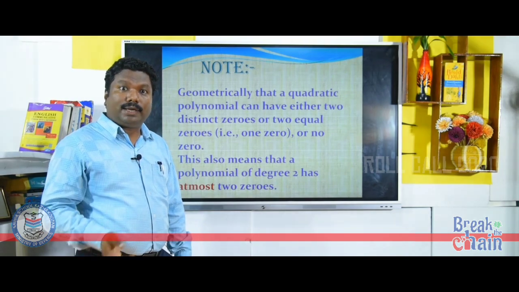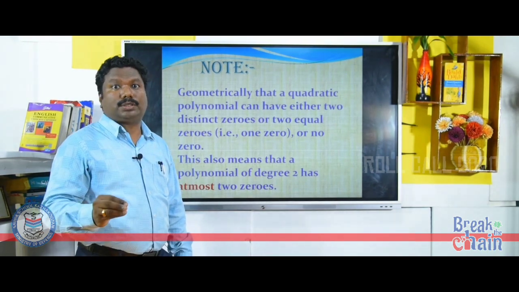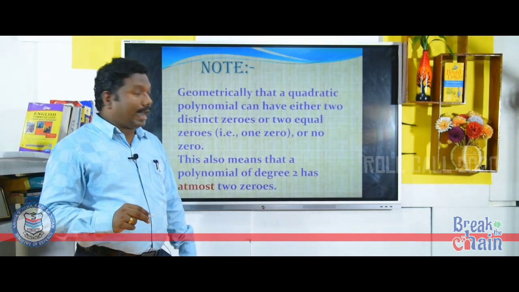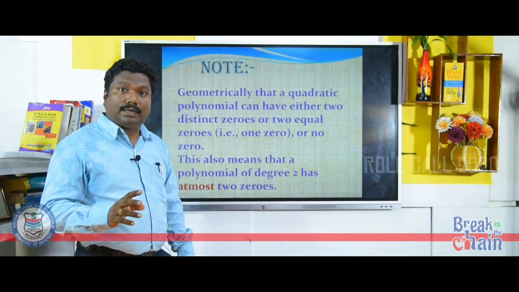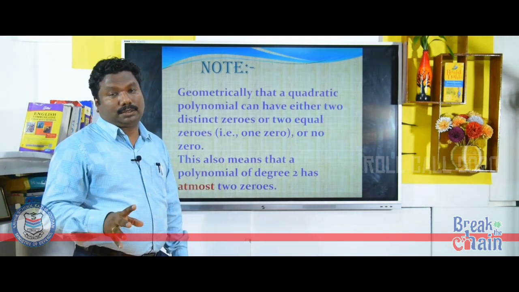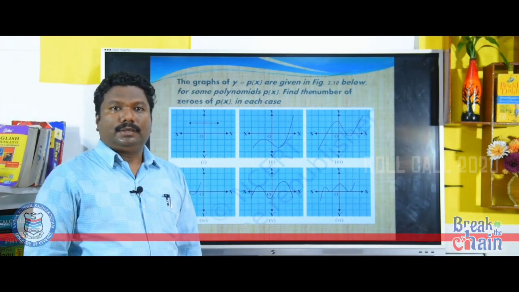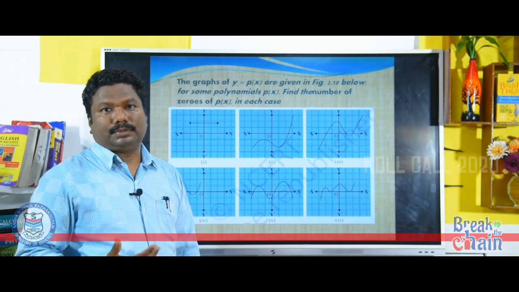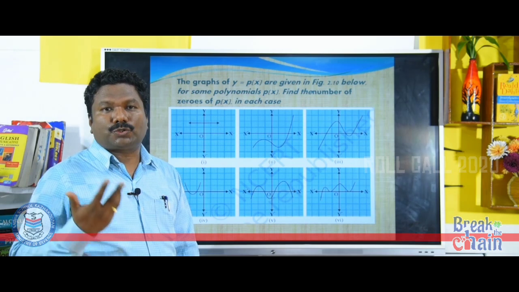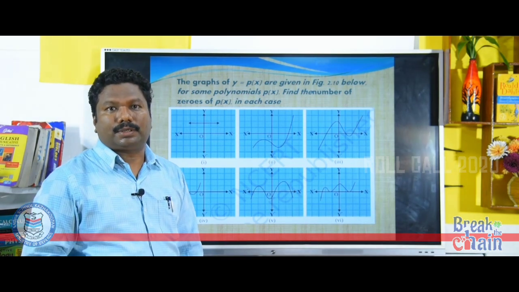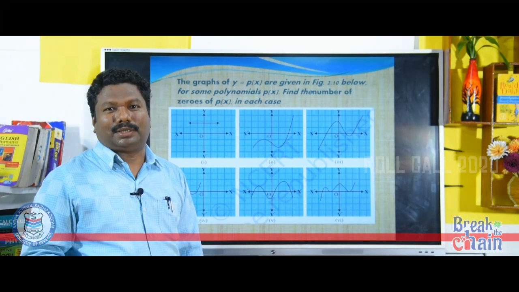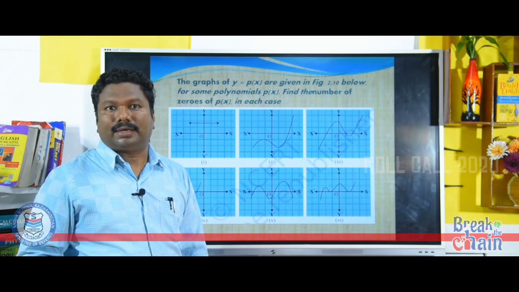A polynomial of degree 2 has at most 2 zeros, and a polynomial of degree 3 has at most 3 zeros. Okay children, now we can do one problem. This is exercise 2.1 in your CBSE textbook. This is a simple question based on the facts we learned now.